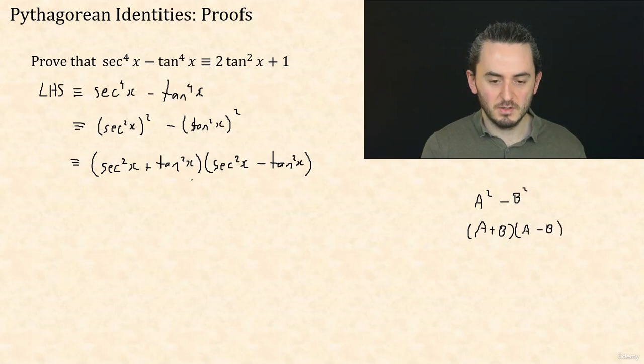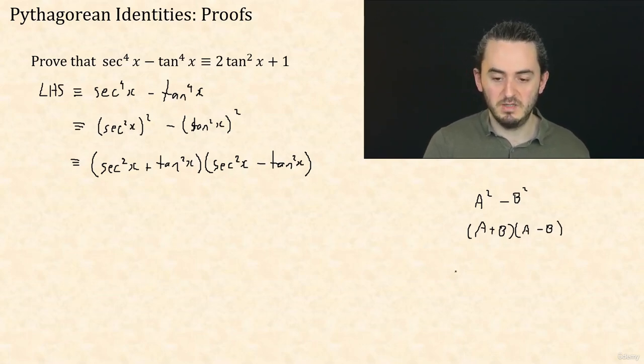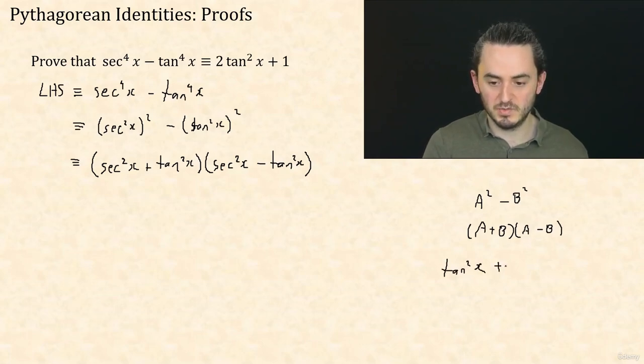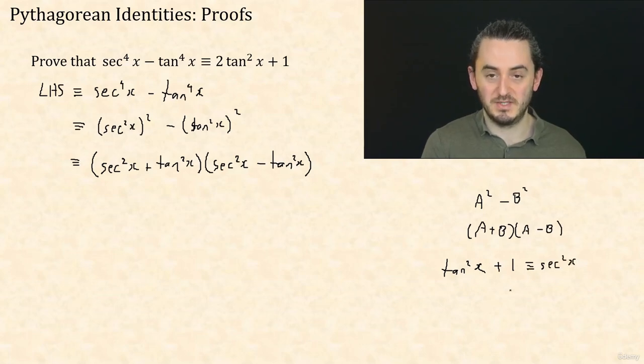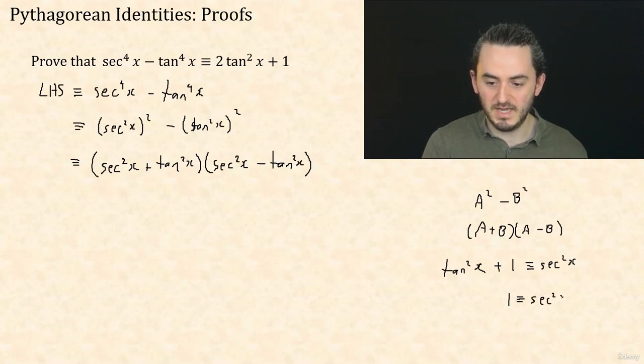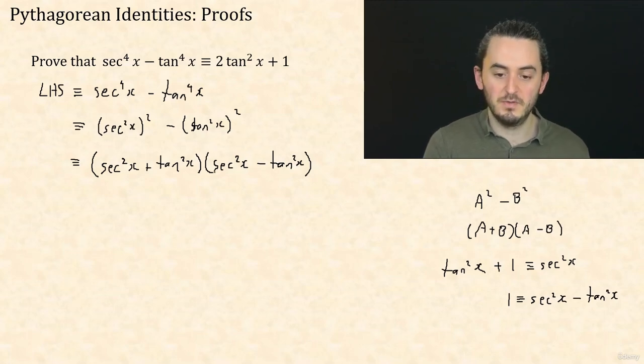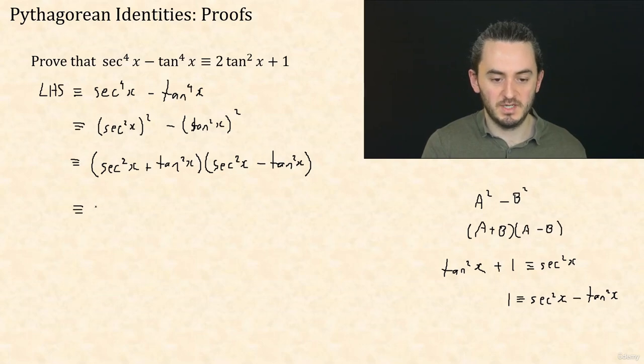Well, look at this one here, sec squared x minus tan squared x. I know that one of my Pythagorean identities is that tan squared x plus 1 equals sec squared x, or no, it's identical to sec squared x. If I subtract tan squared x from both sides, I get that sec squared x minus tan squared x is just 1. So this bracket is 1 for all values of x, which means that that is just sec squared x plus tan squared x.